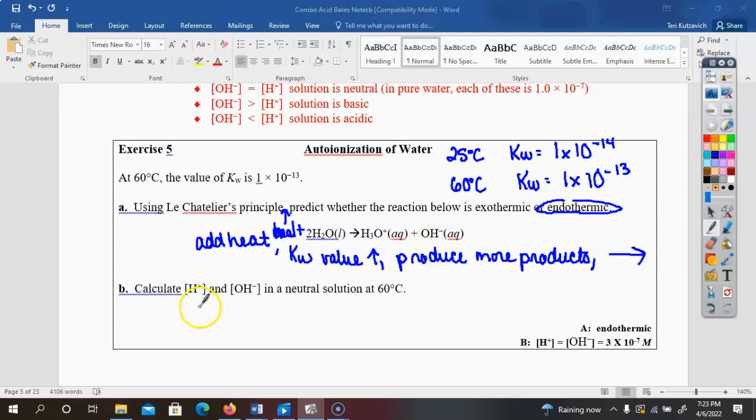Calculate hydroxide and hydrogen ion in a neutral solution at this Kw. Well, you know Kw equals H plus times OH negative. Kw is 1 times 10 to the negative 13th. For a neutral solution, you know your H plus and OH negative have to be equal. So just make these x. So 1 times 10 to the negative 13 equals x squared. Take the square root, and you find H plus and OH negative to be 3 times 10 to the negative 7. You're just solving for x.